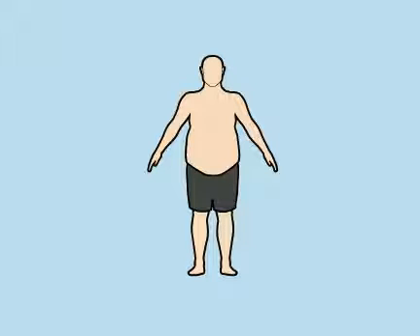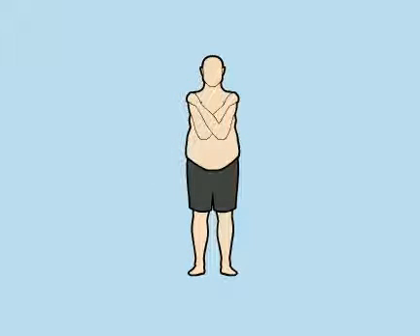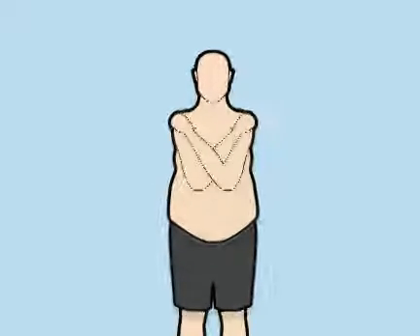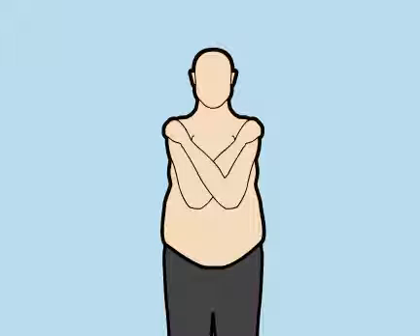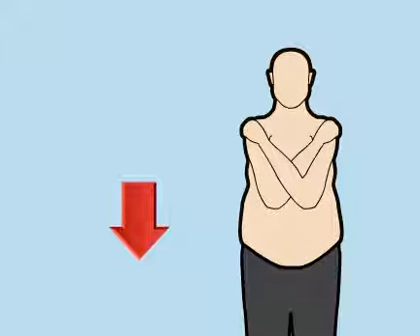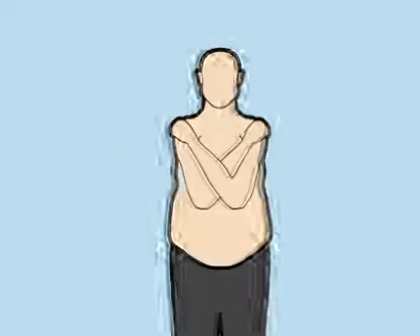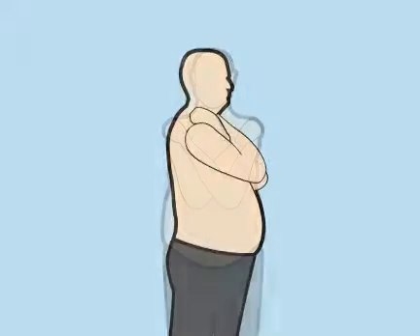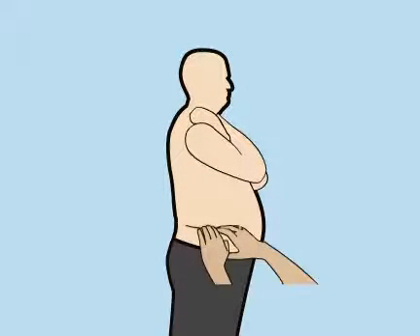Step 2. Ask the patient to stand with their feet shoulder-width apart and have them cross their arms over their chest in a relaxed manner. Step 3. Kneel down to the right of the patient in order to measure their waist circumference. Step 4. Palpate the patient's hips to locate the top of the iliac crest as shown in the picture.